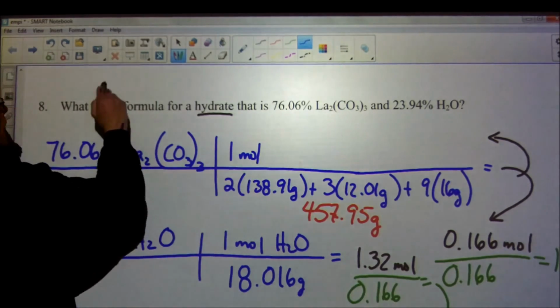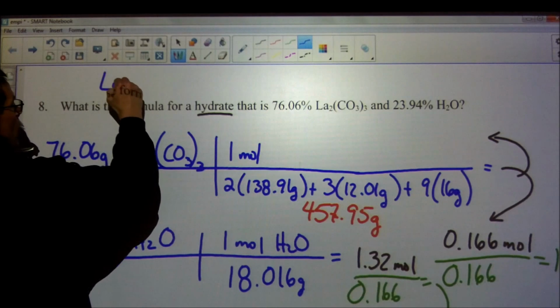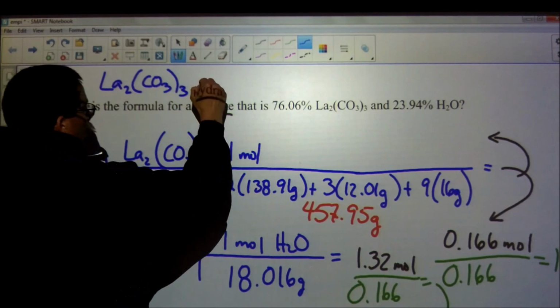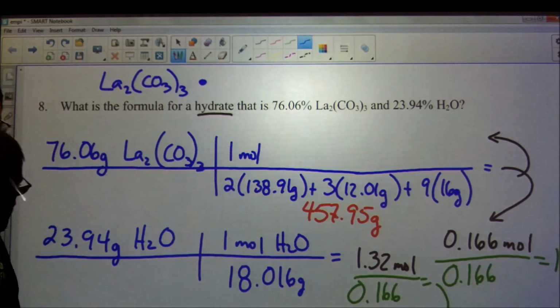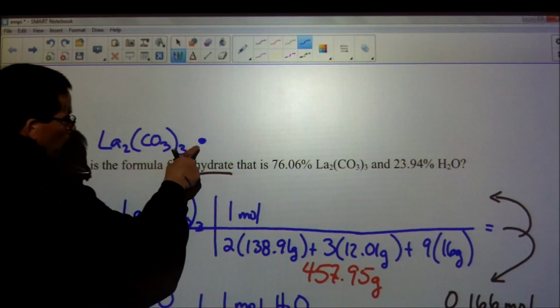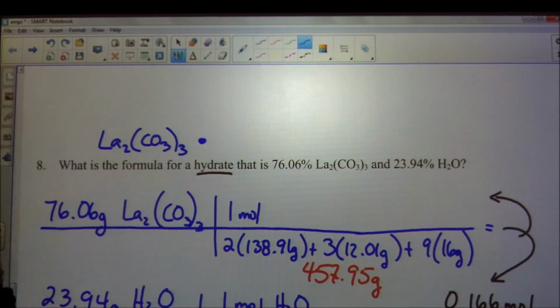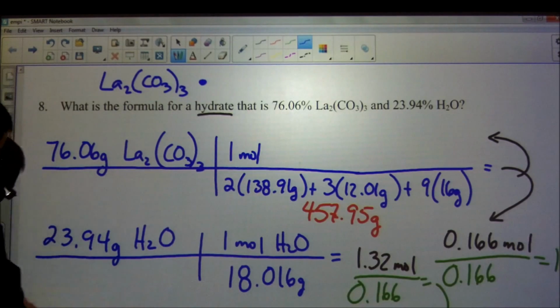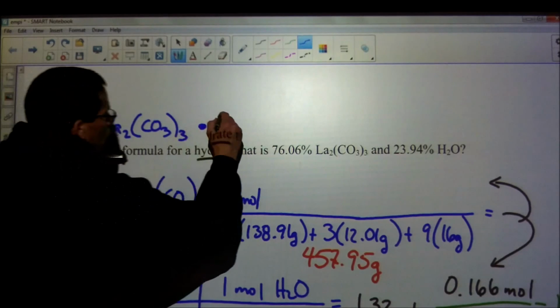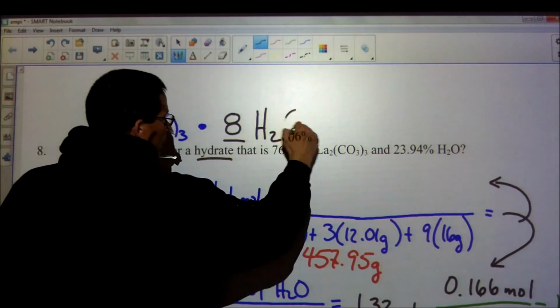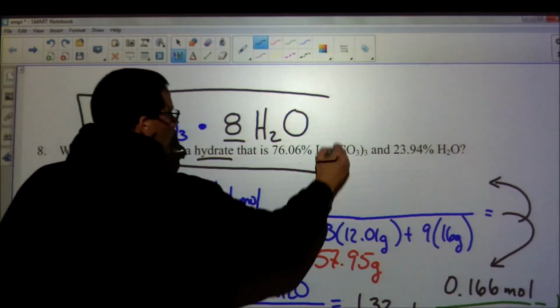So our formula looks like this. We have 1 La2 carbonate. And then we put this dot here. Okay, that dot is representing a hydrate. That dot represents a hydrate. So it's not a multiplier, it just tells us simply that we have water chemically attached to this compound. And since there's 8 water molecules, then that means we will put an 8 there. So we have an 8 for our water. Okay? So our answer is that right there.